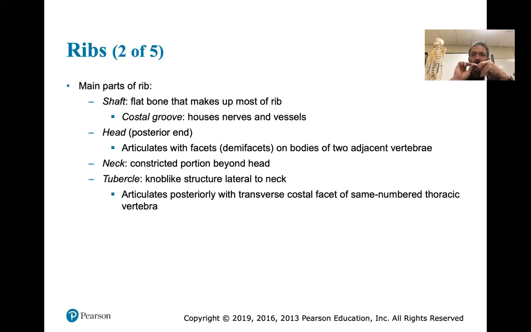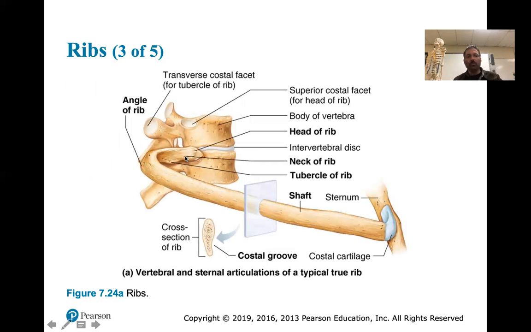So neck is the constricted portion behind the head, all right? And the tubercle, remember tubercle. Whenever you have a tubercle, think something's attaching to that, okay? It articulates posterior over the transverse costal facet of the same numbered thoracic vertebrae. And this is the area that I literally go in and, well, whatever, fix. So it's going in. Here, if I can, I'm going to put the big one and superimpose it. So it's literally going in here and it's articulating.